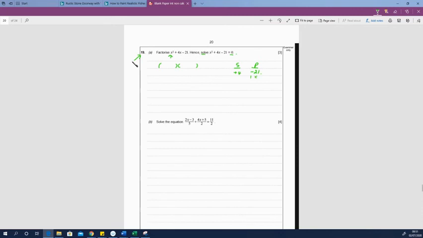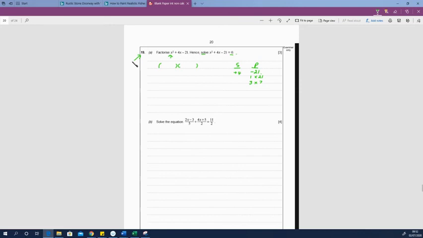I can start with 1 times 21, forgetting the signs for the minute. 1 times 21 would not give us 4. Can't do 2. Let me try 3 times 7. 3 sevens would give us 21. Now, if I took 3 away from 7, it would give me plus 4.